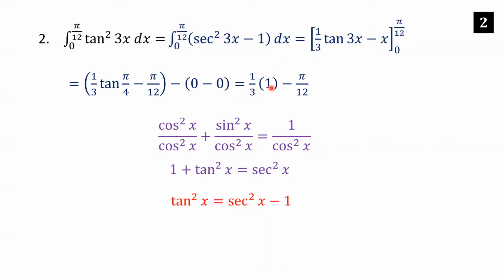So we get 1/3 minus pi over 12. And then just to get this as a single fraction, I'll multiply this by 4 over 4. So we have 4 over 12 minus pi over 12 is 4 minus pi over 12.